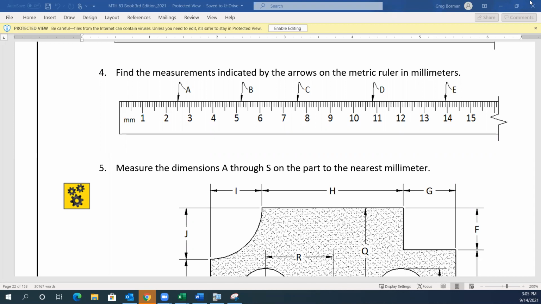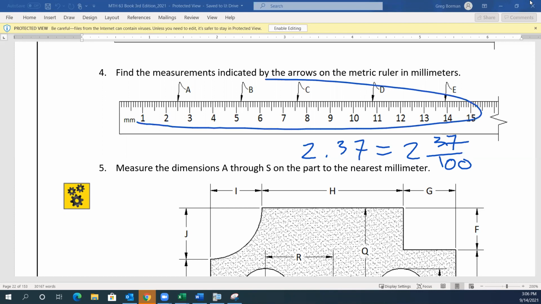Okay, so with the standard ruler, like we saw a moment ago, we were talking about halves of an inch and quarters and eighths and sixteenths. Lame. Our number system is base 10. That is 2 and 37 hundredths, because it's a base 10 system. So how about we have a base 10 ruler instead of a base 16 or a base 8 or a base 4? I mean, how ridiculous is that?